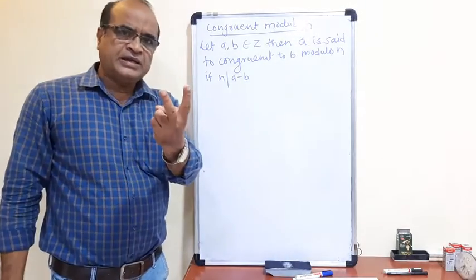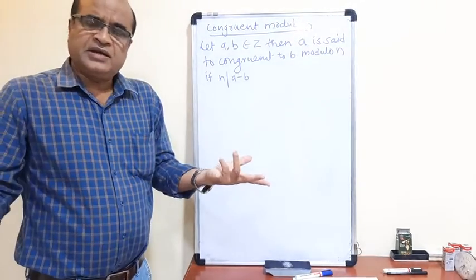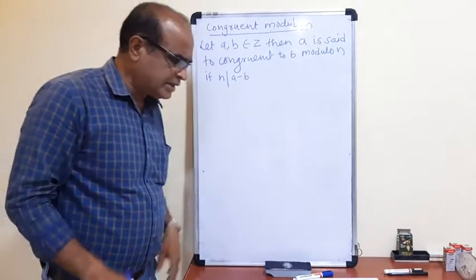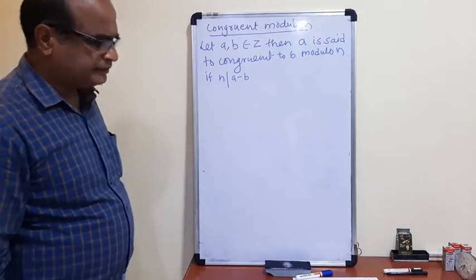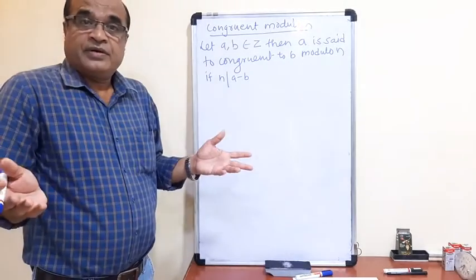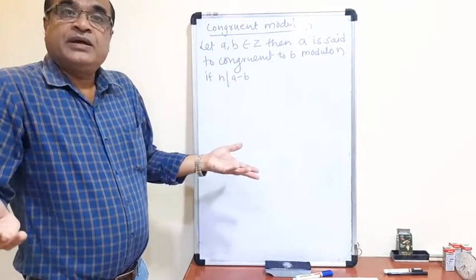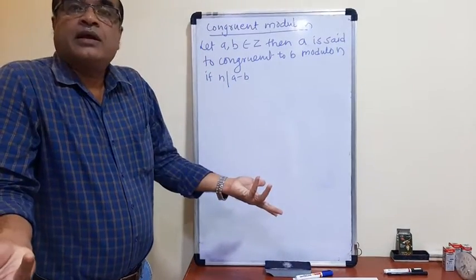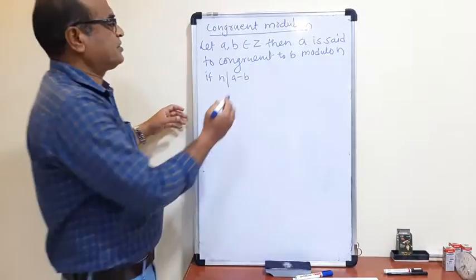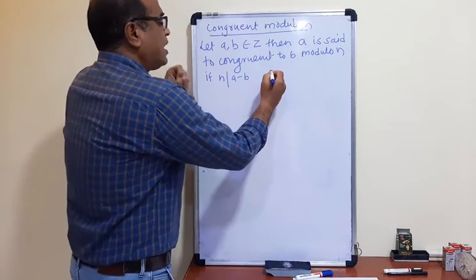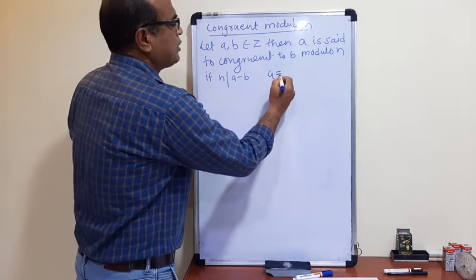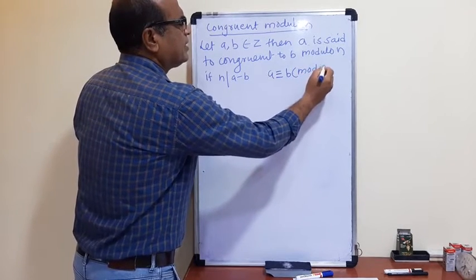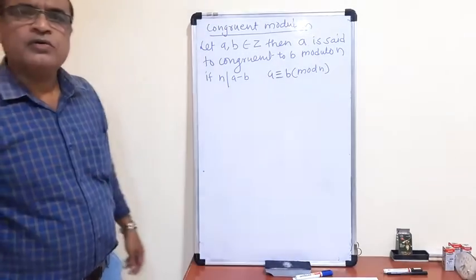So a and b are integers here, and n is also an integer. If n divides a minus b, then a is said to be congruent to b modulo n. So what is the notation of that? The notation is simply a is congruent to b modulo n.